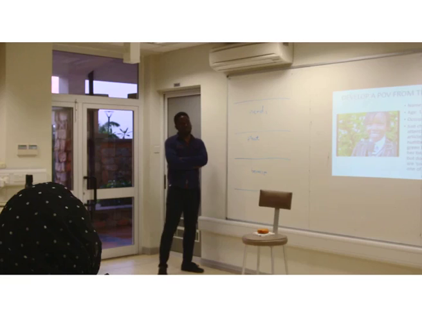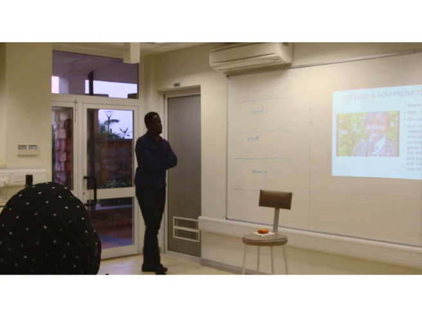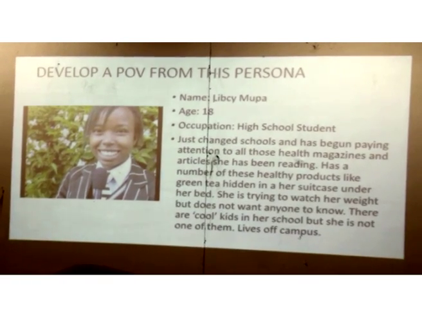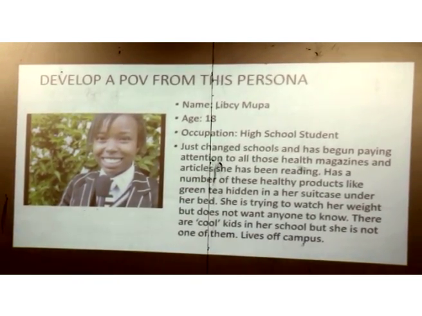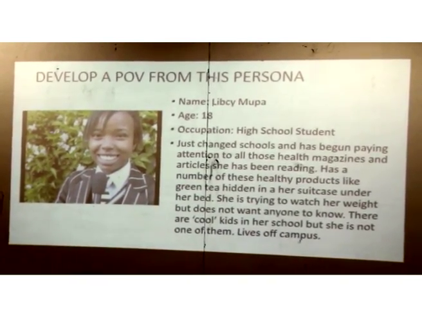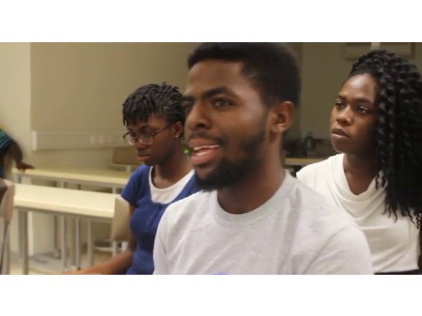She just changed schools and has begun paying attention to all those health magazines and articles, reading, has a number of healthy products like green tea hidden in a suitcase under her bed. She's trying to watch her weight, but does not want anyone to know. There are cool kids in her school, but she's not one of them, and she lives off campus.